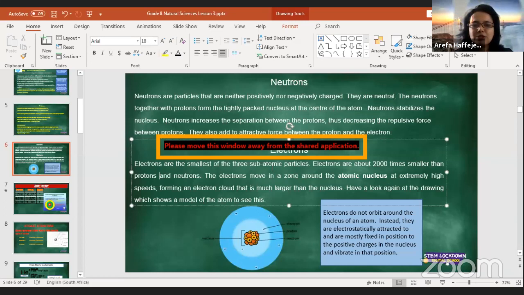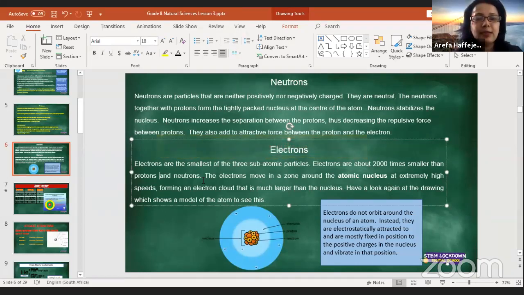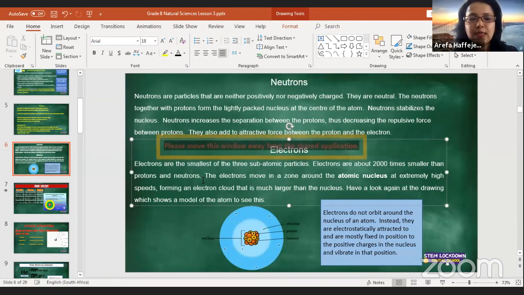Electrons are the smallest of the three subatomic particles. Electrons are about 2,000 times smaller than the protons and the neutrons. Now, can you imagine that, 2,000 times smaller? If you can't really see a proton and a neutron, then it's going to be even more difficult to see an electron. This is why in the previous lesson I said that scientists have special microscopes to actually go in and study the structure of these neutrons and protons.